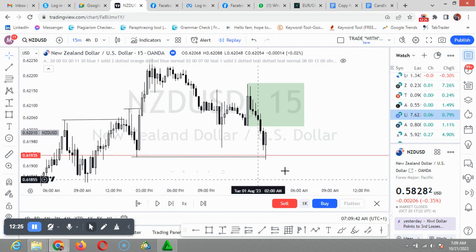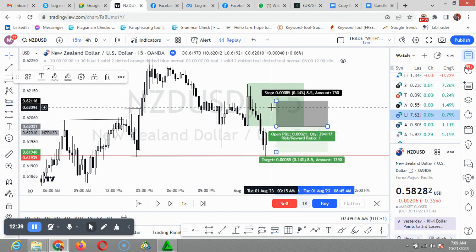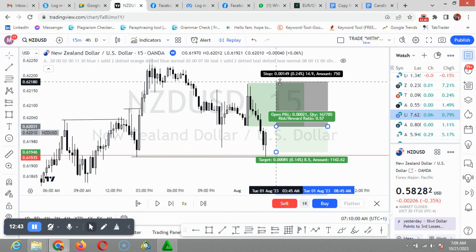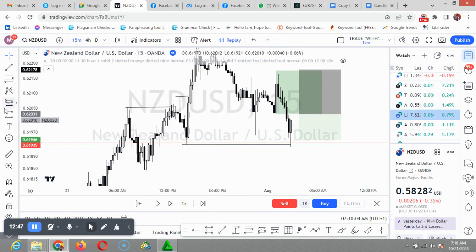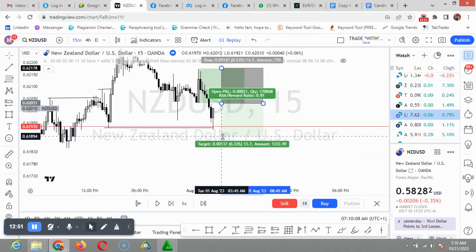Once you have marked it, what do you do next? You take your short position tool, and then you put it at the beginning of the box, and then your stop loss just a little bit above. All right, is that clear? Just a little bit above, and then you target your take profit.